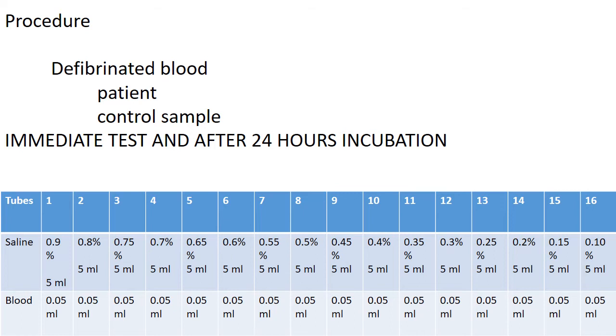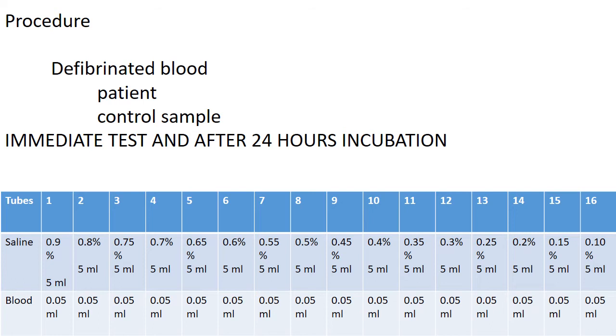Once the defibrinated blood is prepared, remove half of the defibrinated blood using a sterile pipette and place it in 4 to 5 screw capped tubes and place it in an incubator at 37 degrees centigrade for 24 hours. That is for the test after incubation.